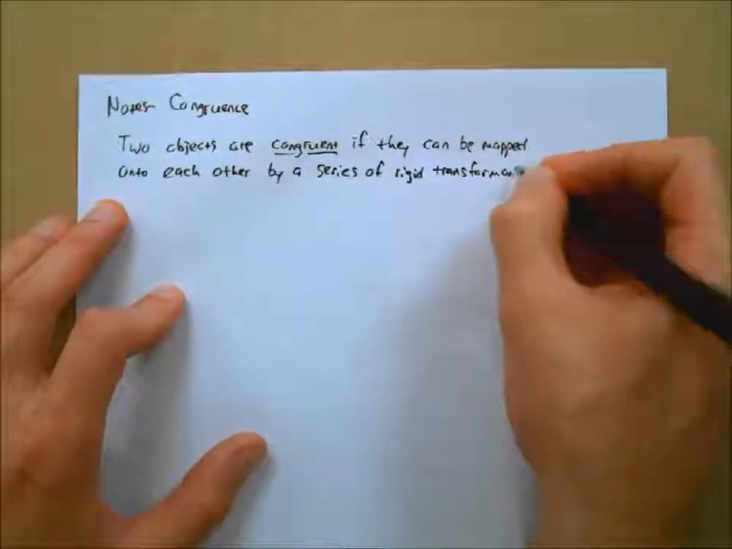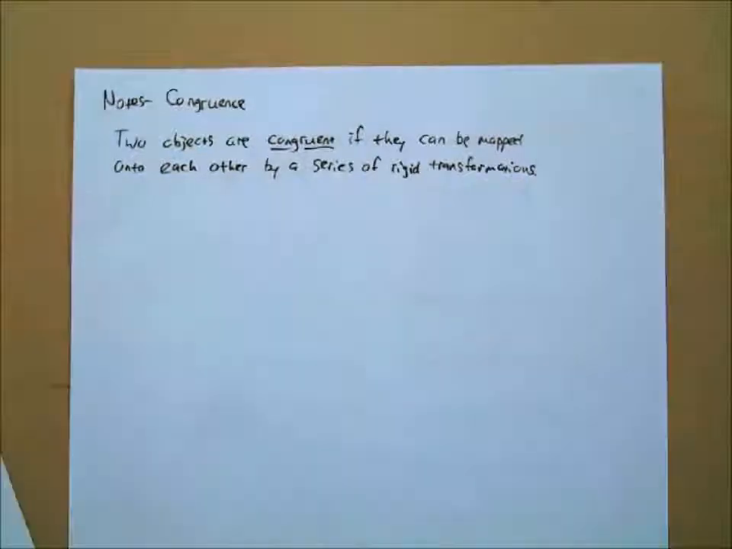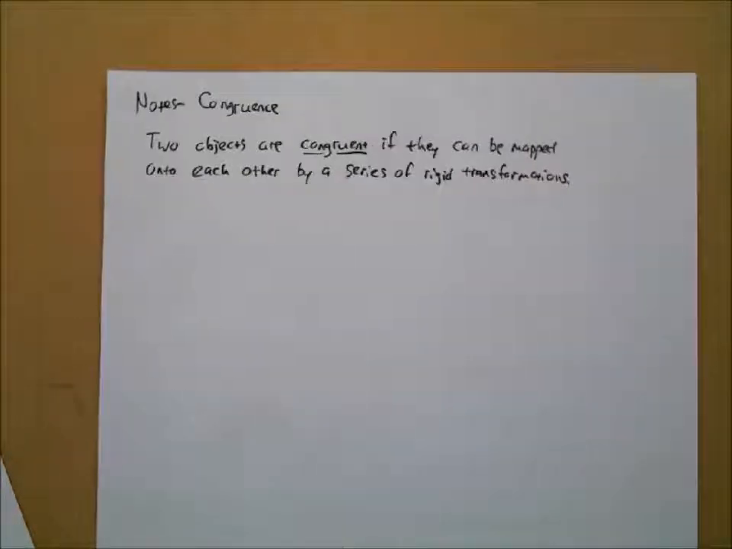It's just right now we're kind of putting the cart before the horse because we haven't talked too much about transformations. But examples of rigid transformations are slides or translations, flips or reflections, or turns or rotations. Those transformations don't change the size or shape of an object.